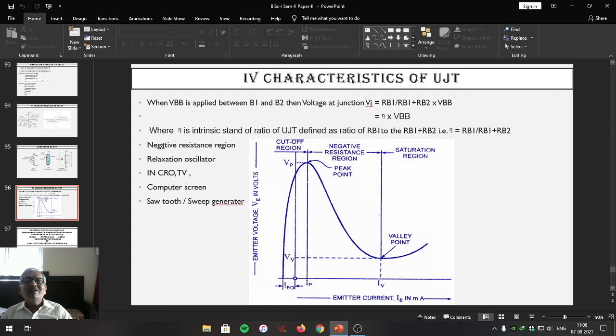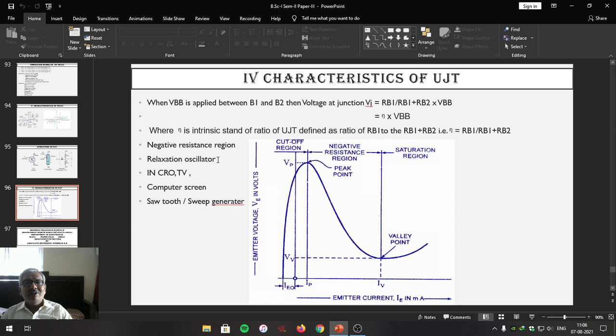Due to this particular negative resistance region, it is capable of being used along with some resistors and a capacitor so as to design an oscillatory circuit. That oscillatory circuit, we can call it a relaxation oscillator.